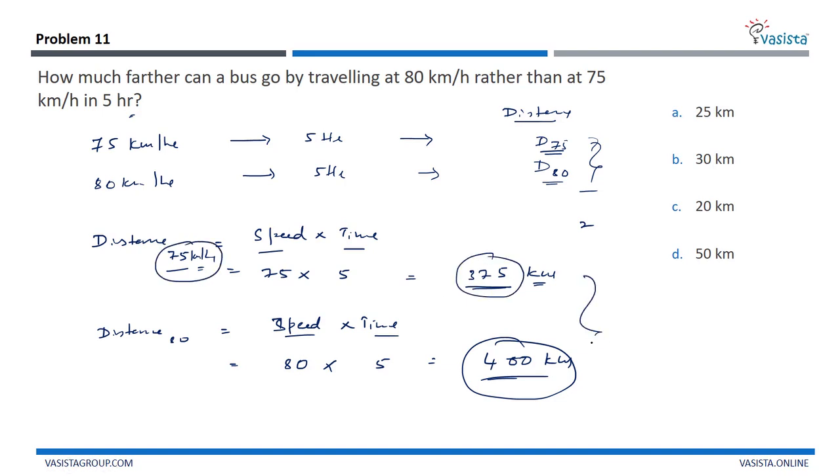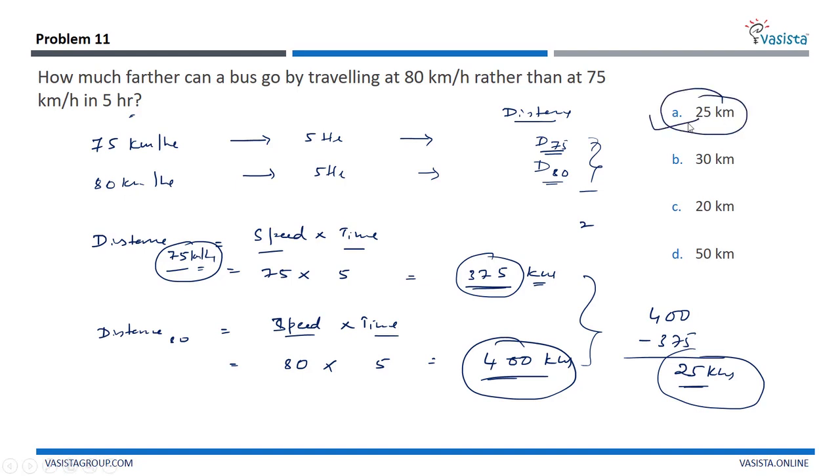Now we need to find the difference, that is 400 minus 375. We are going to get 25 km, right? So if the bus goes at a speed of 80 km per hour rather than 75 km per hour in 5 hours, the difference is going to be 25, that is 25 km further it will move. So the answer here is 25 km.